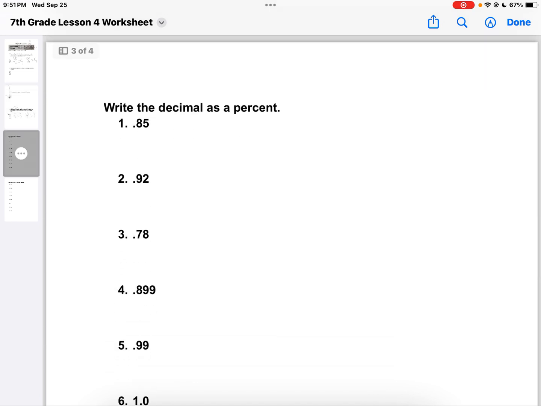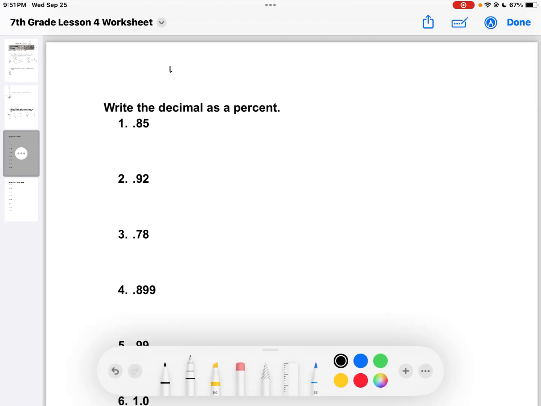Alright, so for the next section, write the decimal as a percent. So when you're always writing a decimal as a percent, you need to move two decimal places to the right. So over here, we have 0.85. Move this decimal place to the right to get 85. And then you just add a percent at the end.